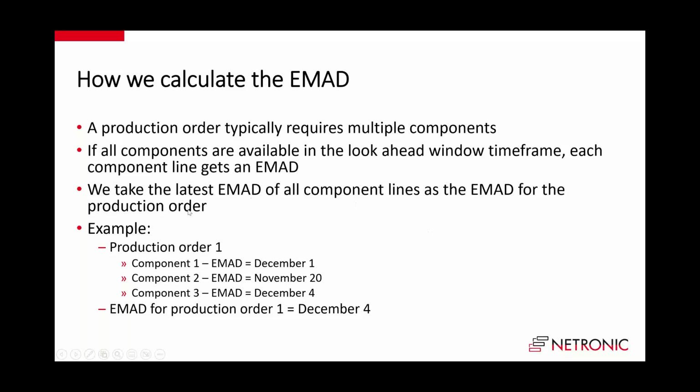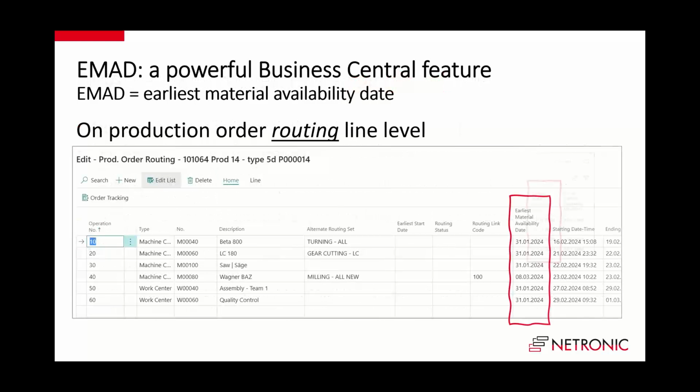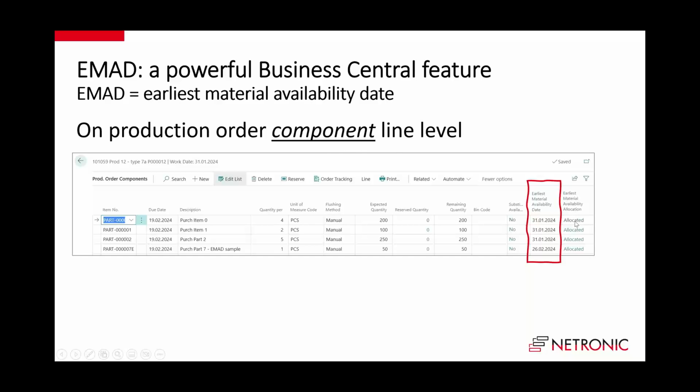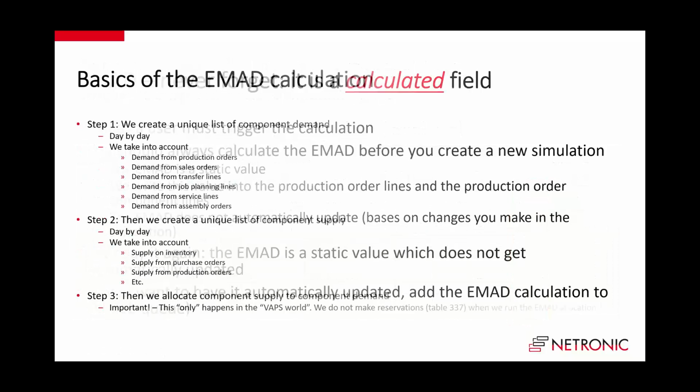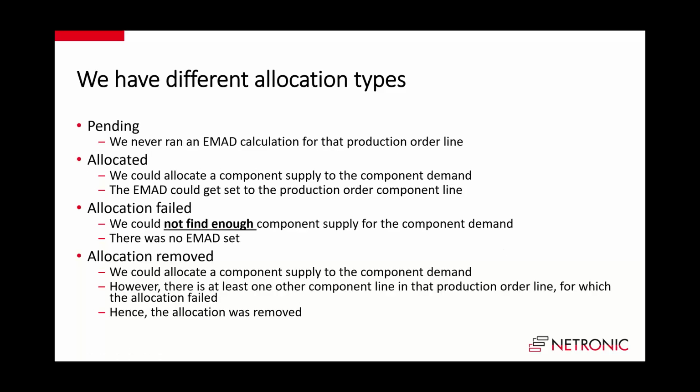So now we know how the date is determined. Then we already saw, and I mentioned this, that as we do the allocation, the attempt to do an allocation can have different outcomes, and hence there are different allocation types. You saw already here, I didn't highlight it, but when we look at the production order component lines, there's another column, earliest material availability allocation type, and here it says allocated. So here the allocation could get done. However, it could also be that we have a production order in the system where we never did the EMAT calculation, because we create a new production order and never tried an allocation. Then you would not see allocated as we saw before, but we would see pending. And this means we never ran an EMAT calculation for that production order line.